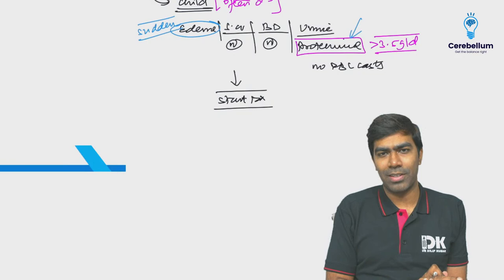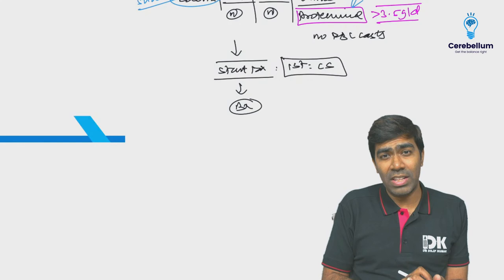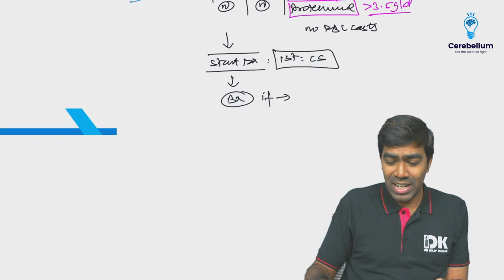So what is the first line therapy? You're going to start with corticosteroids. Prednisolone, that's the first line therapy. When will you do a biopsy? Remember, you're going to do a biopsy only when they don't respond to steroids properly.